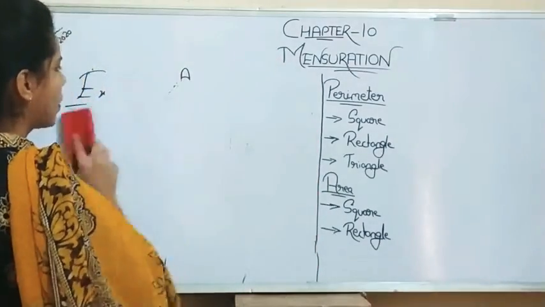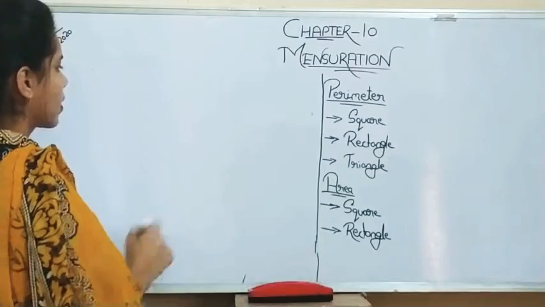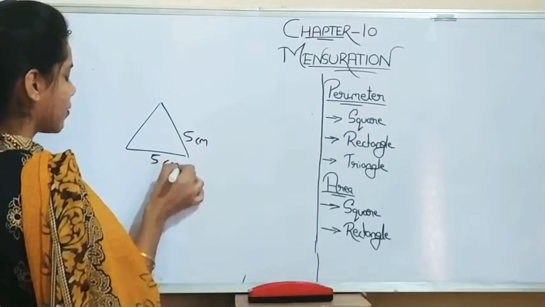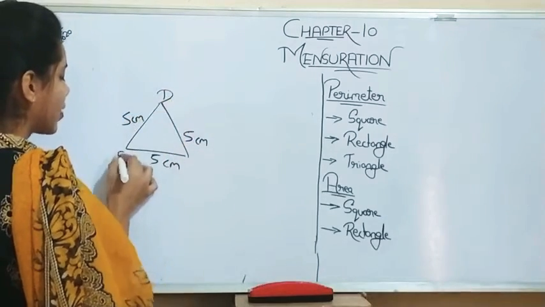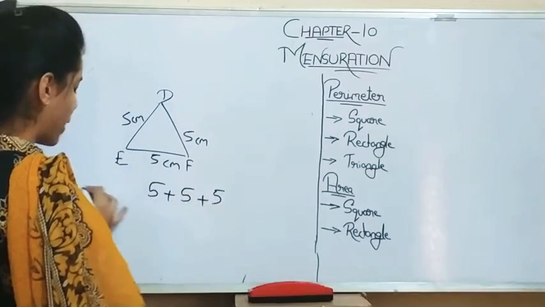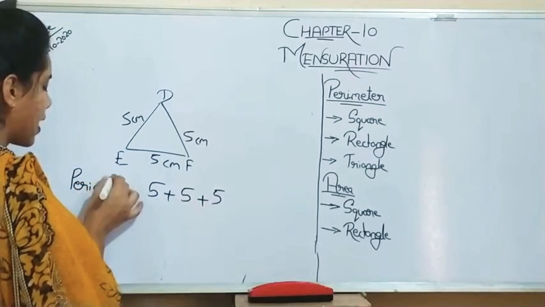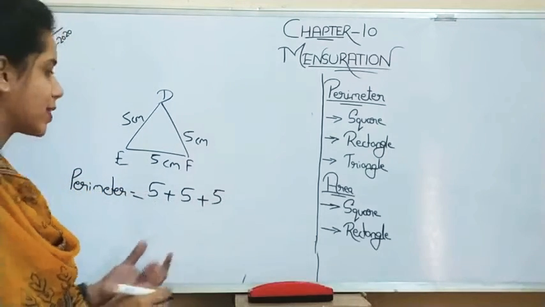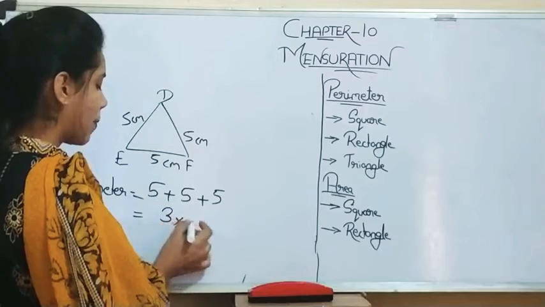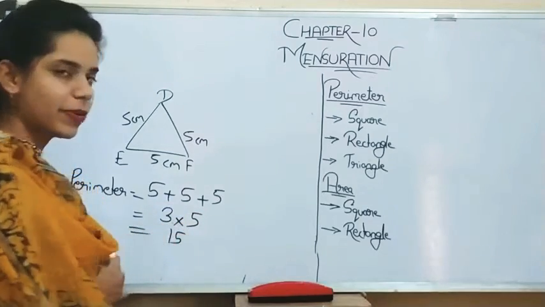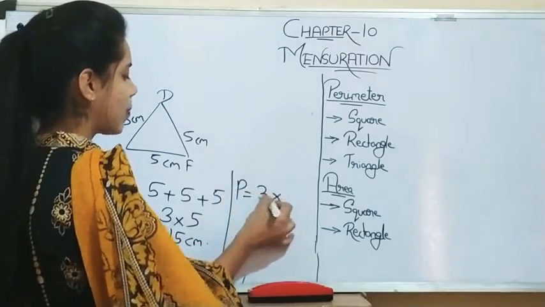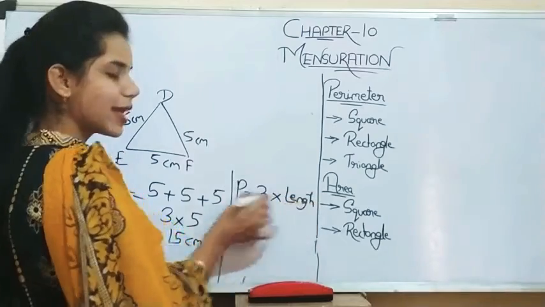I am giving you another example for this. Suppose this is 5 centimeter, 5 centimeter and 5 centimeter. This one is equilateral triangle DEF. So 5 plus 5 plus 5 will be the perimeter of this equilateral triangle. So writing 3 times 5 is equivalent to writing 3 multiplied by 5. So this will give 3 5s are 15 centimeter.